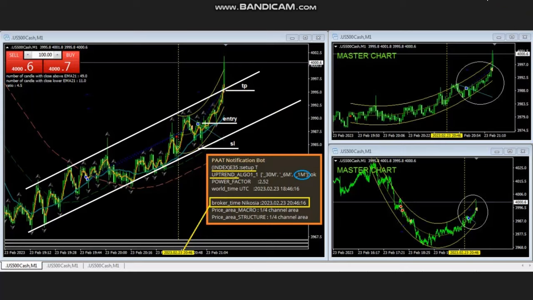Yesterday I was traveling, so I didn't have any trade to share, and I hope this trade taken by the PAAT system is useful for you, and let us know if you have any questions.